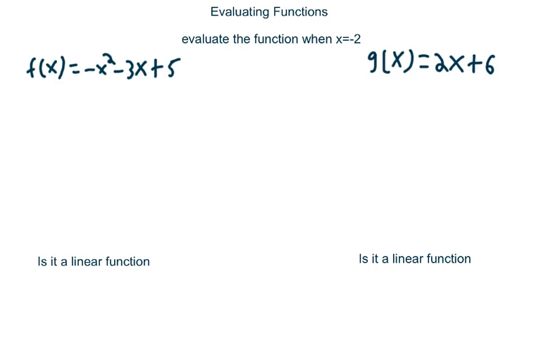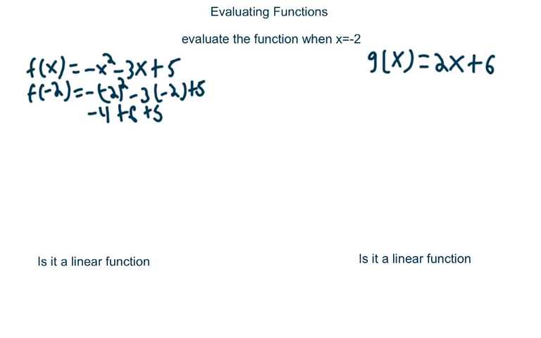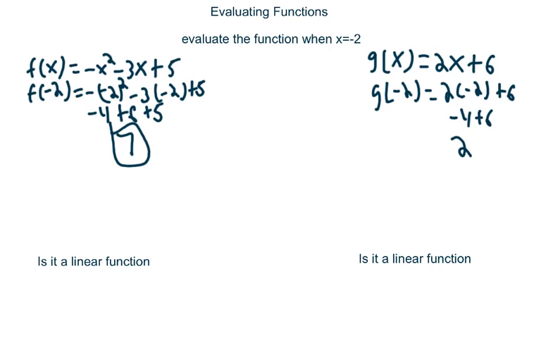Evaluate functions. Evaluate the function when x equals -2. Plug in -2 for x, so f of -2 equals (-2) squared, minus 3 times -2, then plus 5. Then it would be 4 plus 6 plus 5. Your final answer would be 15. For g of x, g of -2 equals 2 times -2 plus 6. -4 plus 6 would be 2.